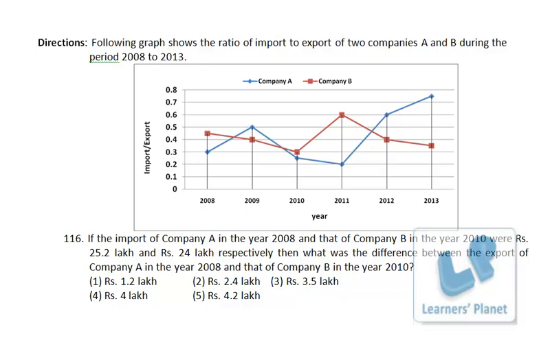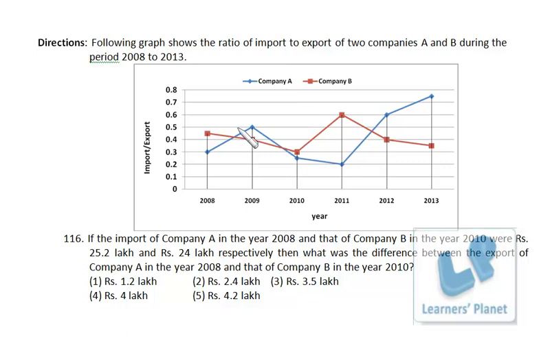Friends, in this session I am taking questions from data interpretation sections and the questions have been sent by a student. Let's take the first set. The following graph shows the ratio of import to export of two companies A and B during the period 2008 to 13. We have been given two graphs over here, company A and company B. The blue line represents company A import-export ratio and the red line represents company B import-export ratio.